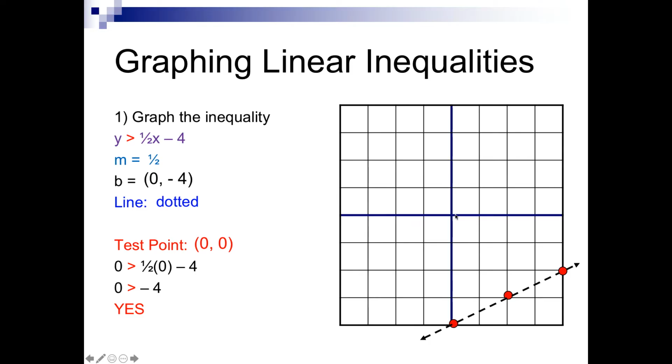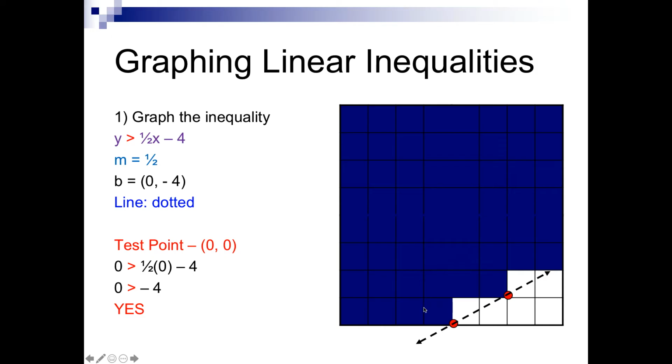Well, (0, 0) is here. It is on the top side of the line. So (0, 0) and every other point on the top side of the line is a possible solution. You could pick any set of coordinates up here and you would get a true statement. So what you do in order to show that is you shade the graph.